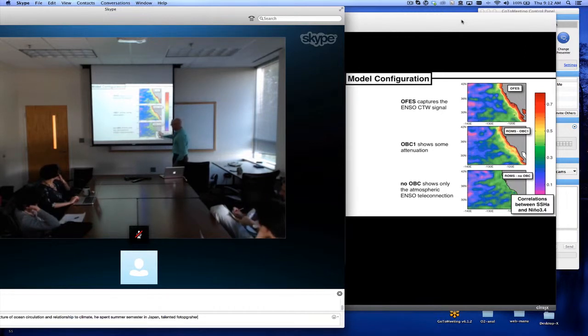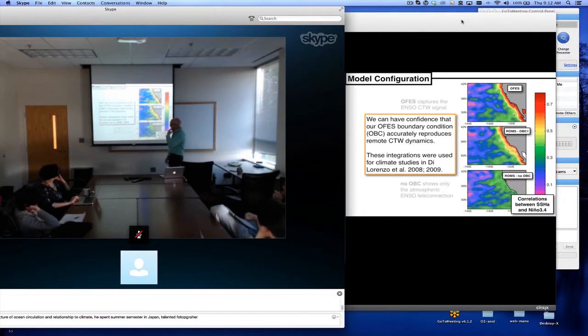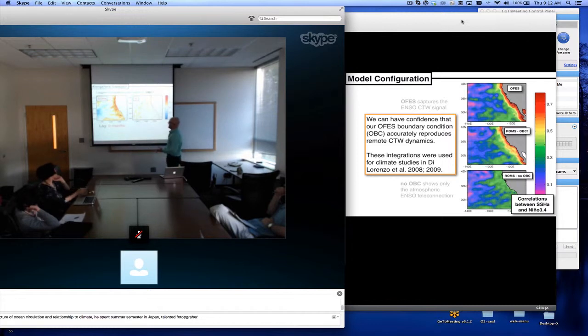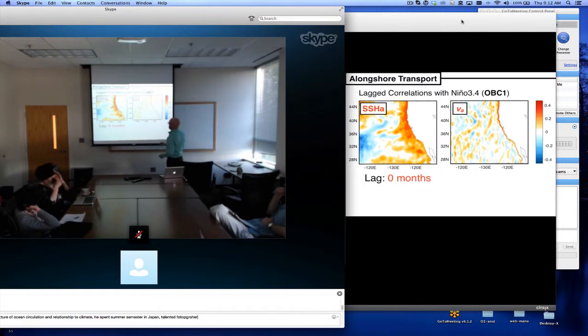It's really just this signal here that comes from the atmospheric teleconnection. So we do have some confidence that the OPA boundary condition can accurately reproduce the coastally trapped wave dynamics that have been said to force the California current in the past. And if you're interested in more, I would point you to these 2 studies, which have used these integrations in previous climate studies.